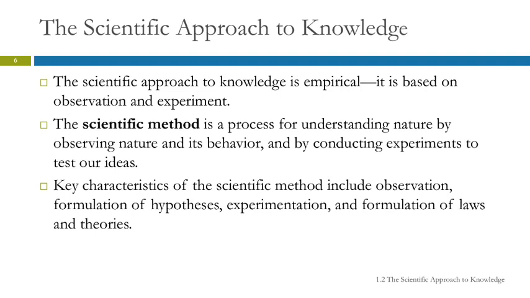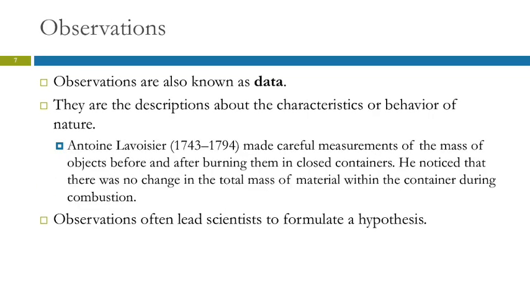So the key characteristics of the scientific method, and I'm going to be going over this fairly quickly, include observation, the formulation of hypotheses, experimentation, and formulation of laws and theories. Observations are also known as data. These are things that we can observe, sometimes with our five senses, sometimes we need an instrument to observe them, but they're things that can be observed.